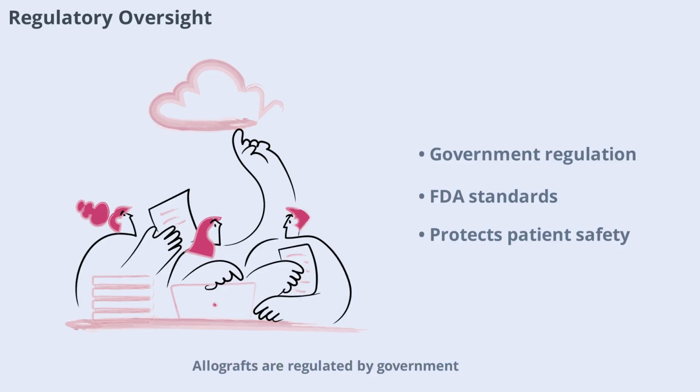Allografts are regulated by government agencies to ensure safety and quality. In many countries, organizations like the FDA set standards for tissue banks and processing methods. Regular inspections and strict guidelines help maintain high standards and protect patients.